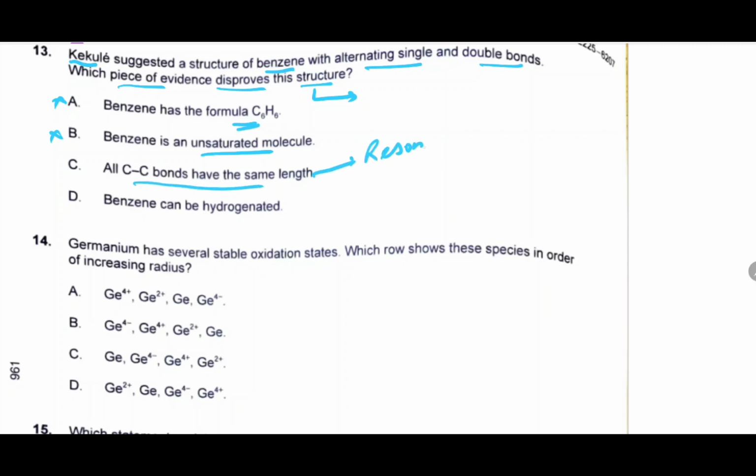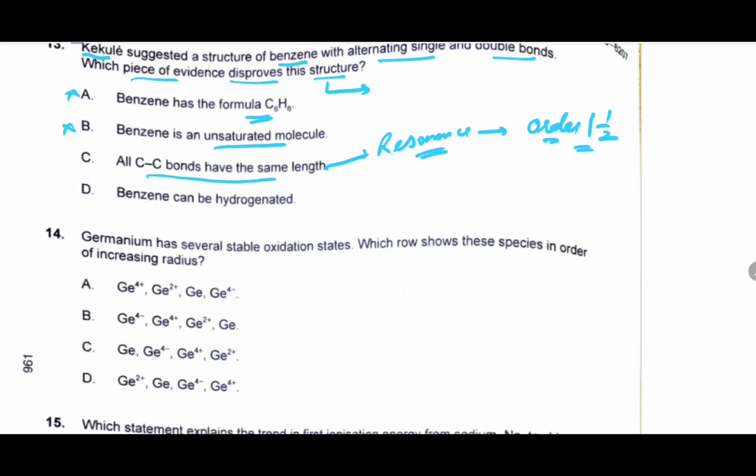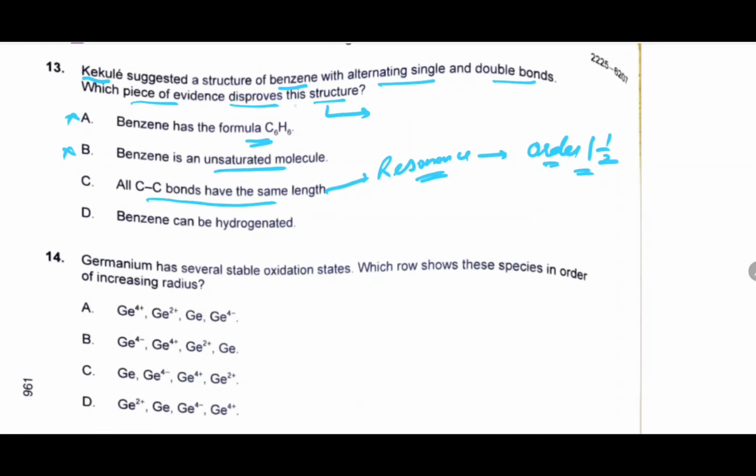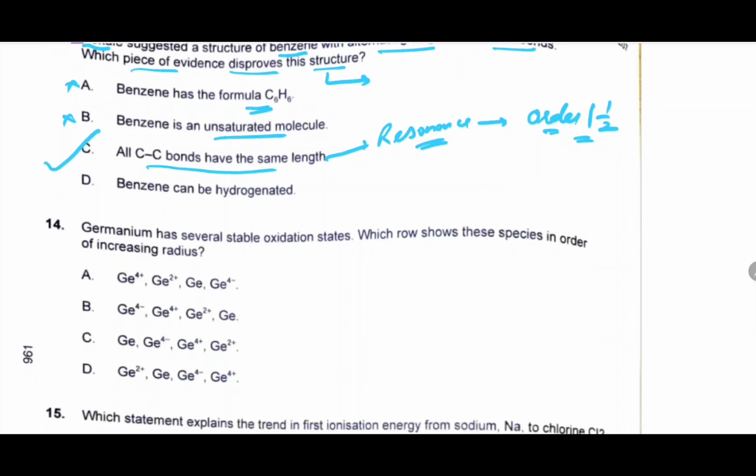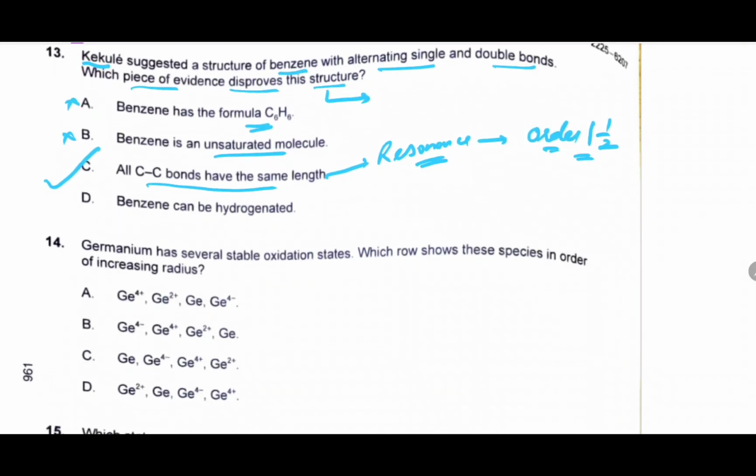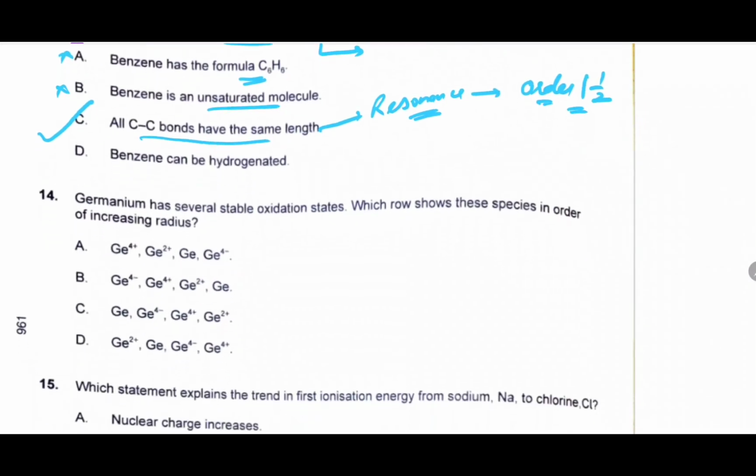Resonance in benzene, all the bond lengths become equal. Bond order comes out to be 1.5. Thus the bond lengths become equal. Hence, the piece of evidence which disproves this structure is C, which shows that due to resonance, all the C-C bonds are of the same length. They have partial double bond character. For question number 13, answer is C.